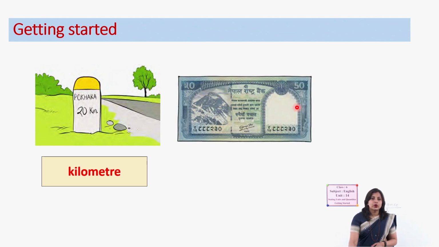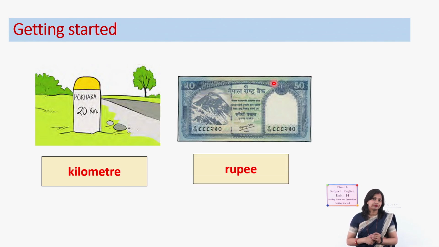Alright, the next one is, wow, what is this? Exactly, it's a 50 rupee note. So, what should be there? Rupee. Yes, that's the measuring unit of the amount. Yes, money. The measuring unit of money is rupee.